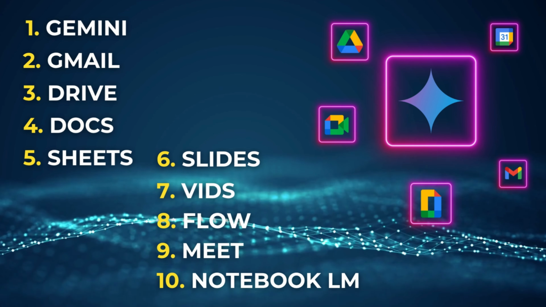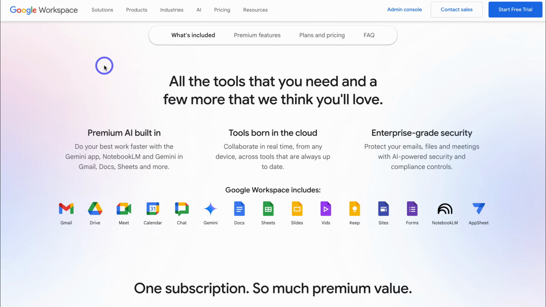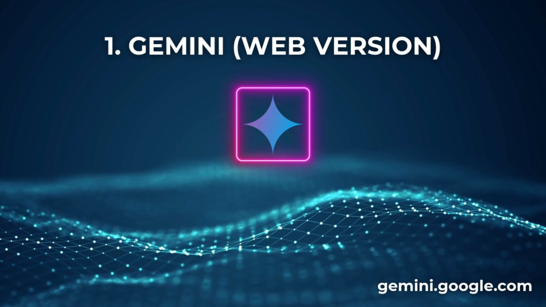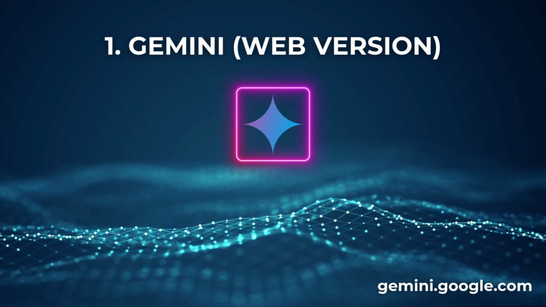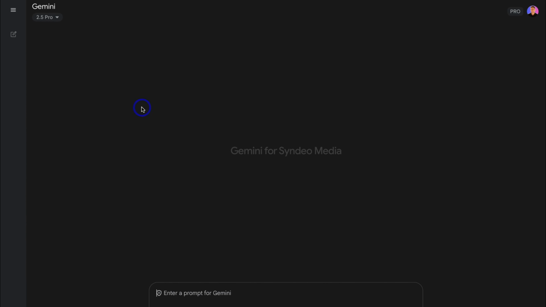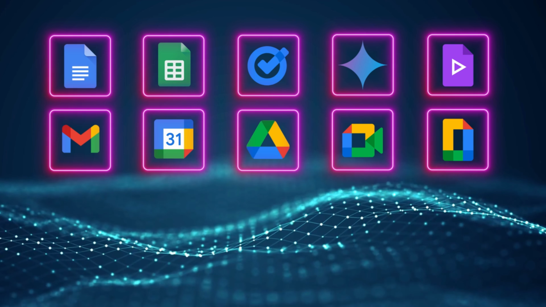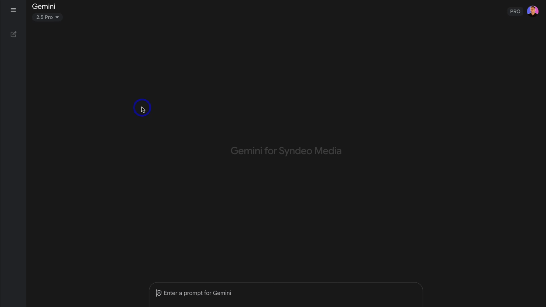Now, it's important to note that Gemini AI is now included in all Google Workspace plans. Okay, so let's first go ahead and jump into the Gemini app. This is your personal AI workspace assistant, and this is the standalone Gemini web app. It's important to note that Gemini is integrated with all your Google apps. However, you can also access Gemini as a standalone web app.